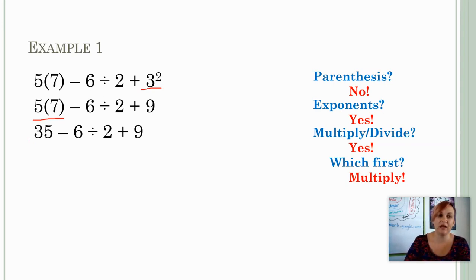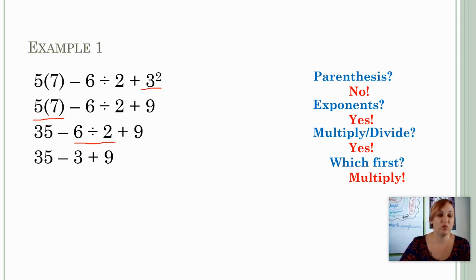So I'm going to go back to the beginning of the problem. The next math symbol I see is a minus sign, but I'm not to subtracting yet. So I'm going to skip that. And the next math symbol I see is division. So next I'm going to do 6 divided by 2. Notice that I'm only changing one thing at a time. The 35 minus and the plus 9 were still there.